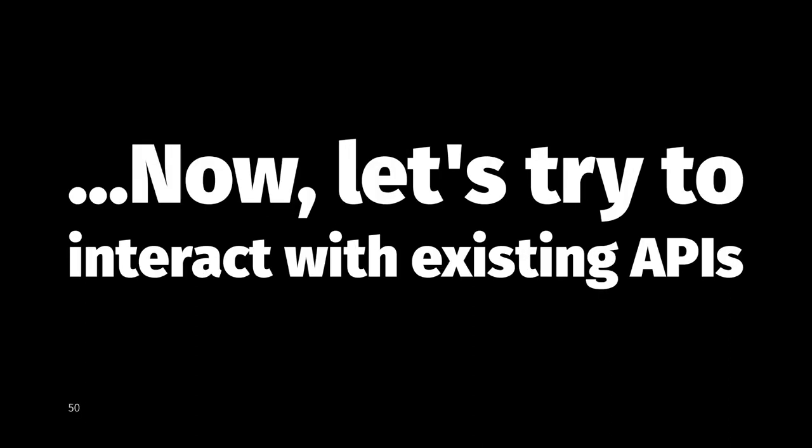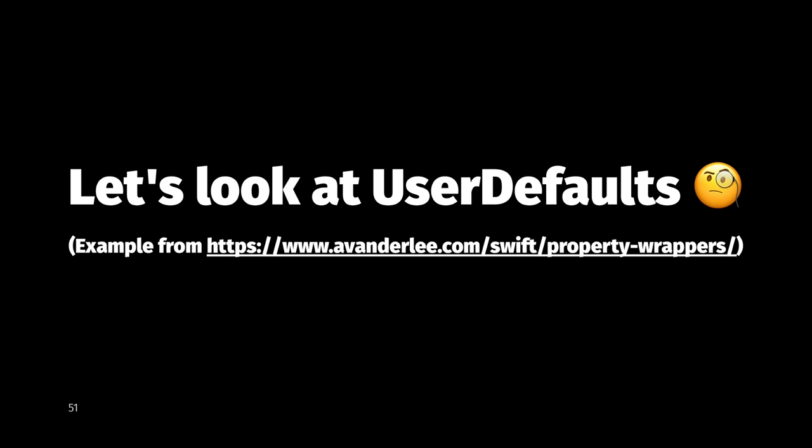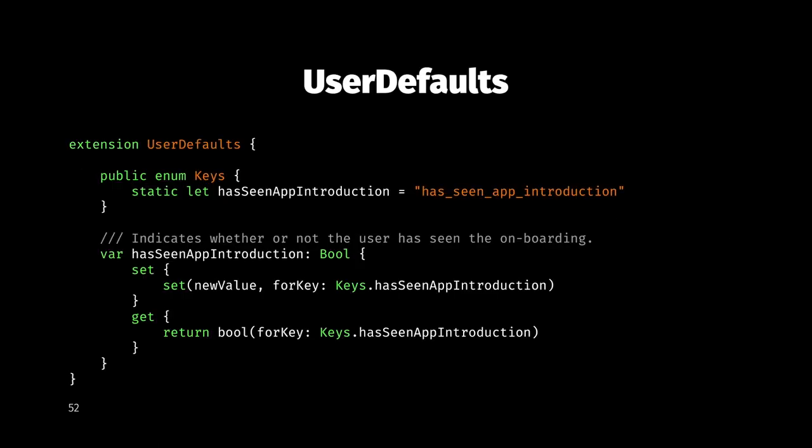So for the moment, we've used property wrappers in their most basic way, meaning that the wrapper was storing some data and then implementing some business logic around it. Now we are going to go a step beyond and interact with existing APIs. We are going to take a very commonly, broadly known API, UserDefaults. This example comes from the blog of Antoine van der Lee, which he wrote during the WWDC, which shows that this is a very straightforward example. This is a use case that comes to mind very fast when you know about property wrappers.